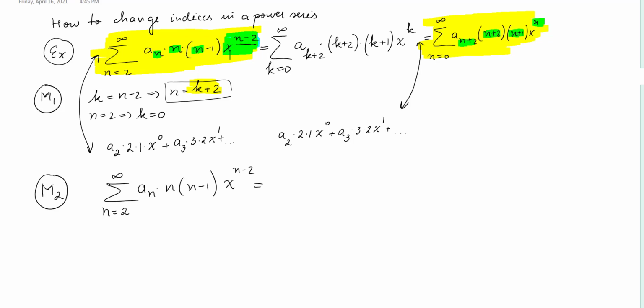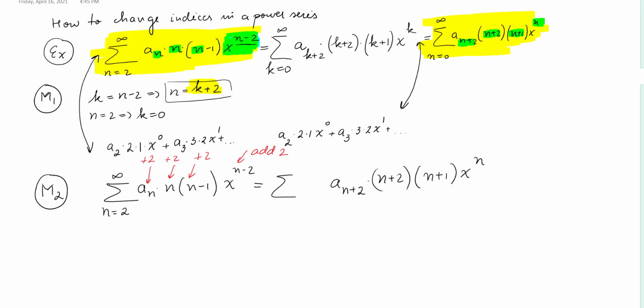So we added a 2, and we added a 2 here as well, and here as well, and here as well, right? We added it to every single n. So this one became the sum of a sub n plus 2 times n plus 2 times n plus 2 minus 1, which is n plus 1, x to the n.